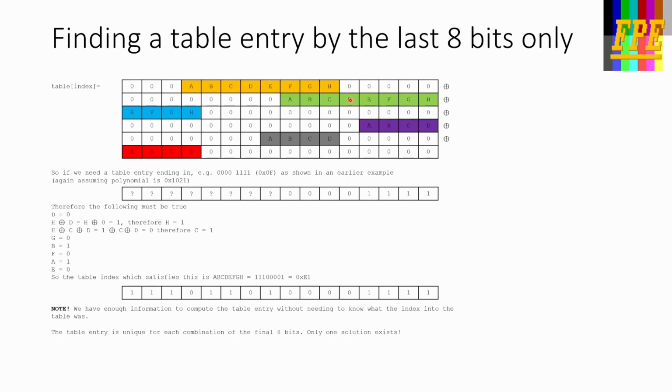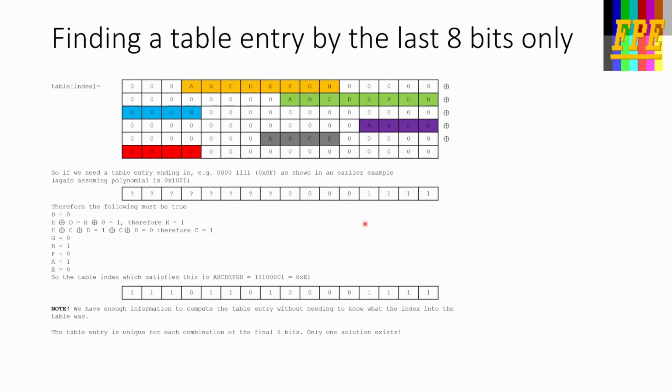What you can see here is you've got this lone D in a column all by itself, exclusive ORed with all zeros. So really what this means is this particular bit is the D bit. Therefore, in this example of a table entry ending in 00001111 or 0F hexadecimal, the D bit must be 0. And if you continue the same logic, D is 0, H exclusive OR D is 1, therefore H must be 1. And you continue this down and compute the rest of them.